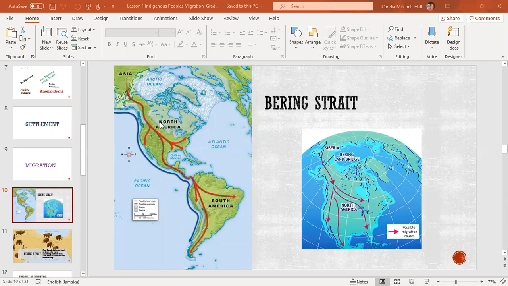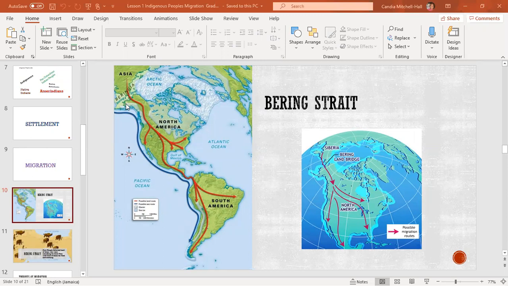Now, the Bering Strait today, if you look on your map, is a body of water. So if the Bering Strait is a body of water today, we need to ask ourselves these questions. How did they cross the Bering Strait? Why did they cross the Bering Strait? What was the Bering Strait like at the time when they would have crossed?